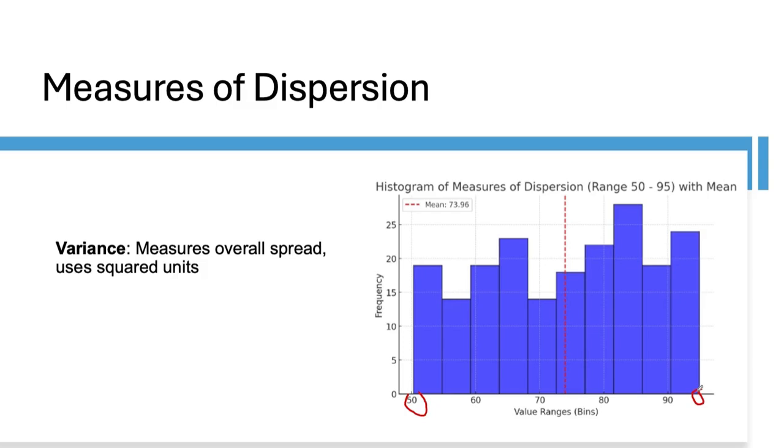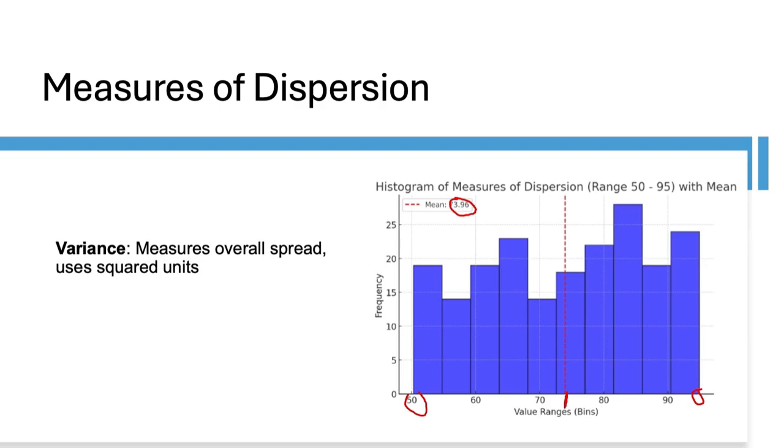The mean is 73.96, and the mean is right here. So this is the middle. You can see the mean number up here. It's shown by this red dashed line. Since the values are spread across the full range, 50 to 95, and not tightly clustered around the mean, the variance is likely to be high.